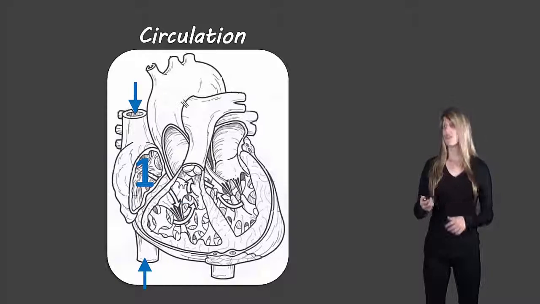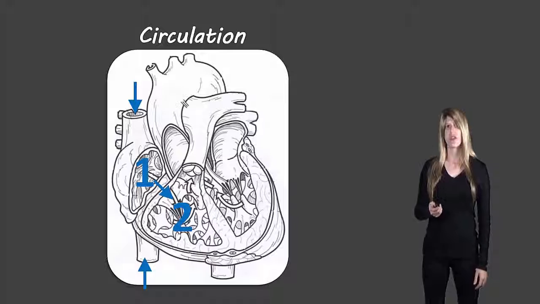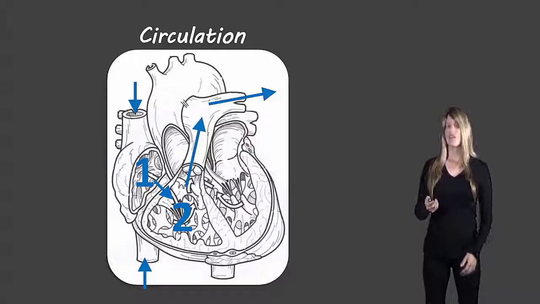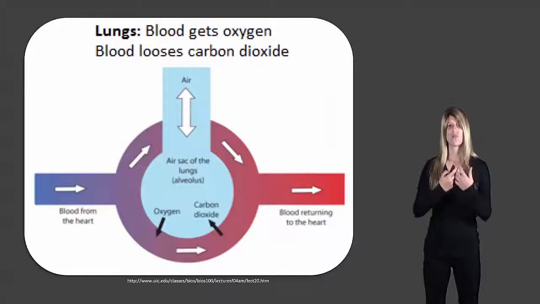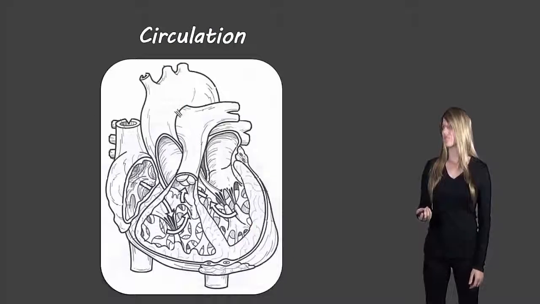It then gets pumped to the right ventricle, number two there, and then it gets pumped out through these blood vessels to get to the lungs. So in the lungs, the blood gets rid of carbon dioxide and it gets oxygen. So that's the important part of the respiratory system, is removing the waste product carbon dioxide and bringing in oxygen. The blood then comes back to the heart.